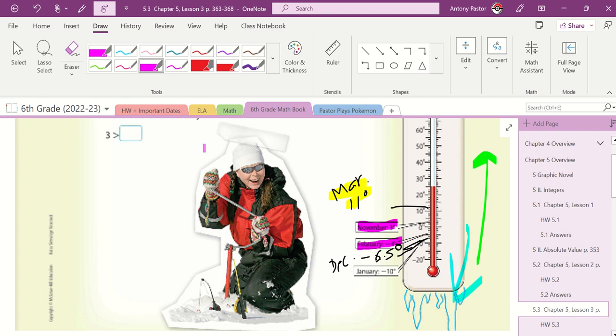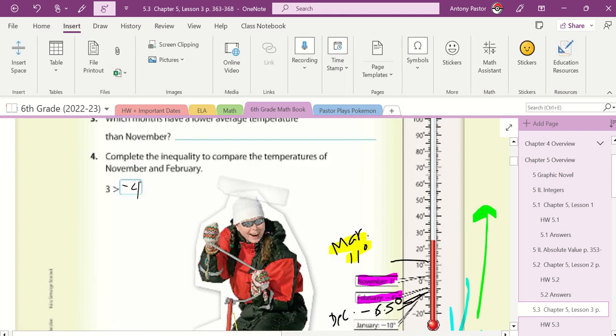November is 3, so 3 is greater than negative 4. Because 3 is greater than negative 4. So comparing November to February, November is warmer than February.